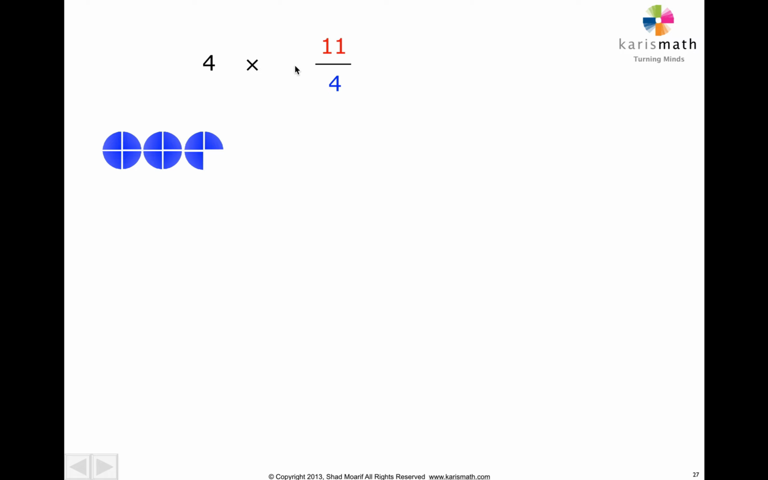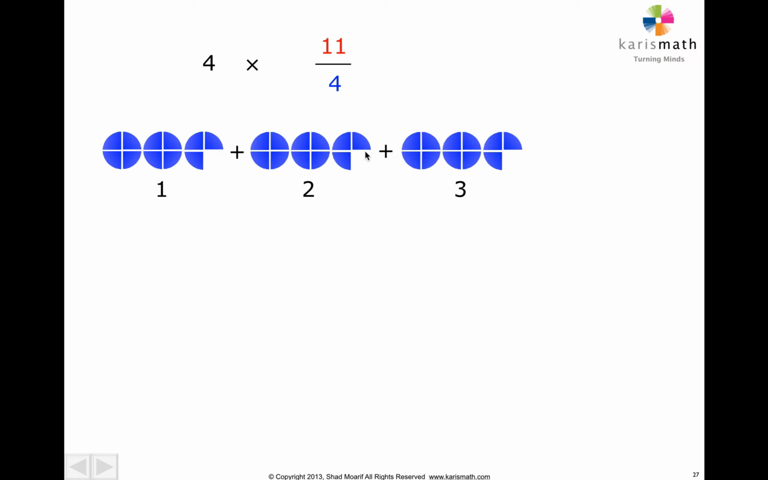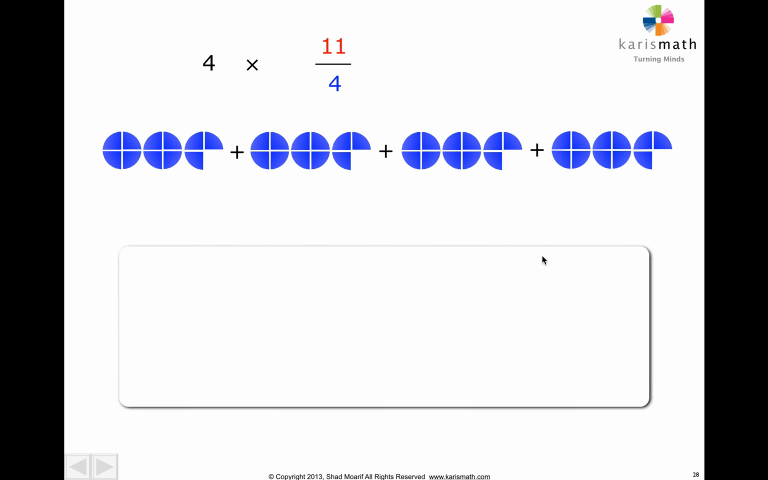So it's like saying 4 times 11 quarters instead of 2 3/4. So we repeat this 4 times. That's 1 here, and then 2, add another 11 fourths, second time, add another 11 fourths, 3 times, 4 times. So we add 11 fourths 4 times altogether.